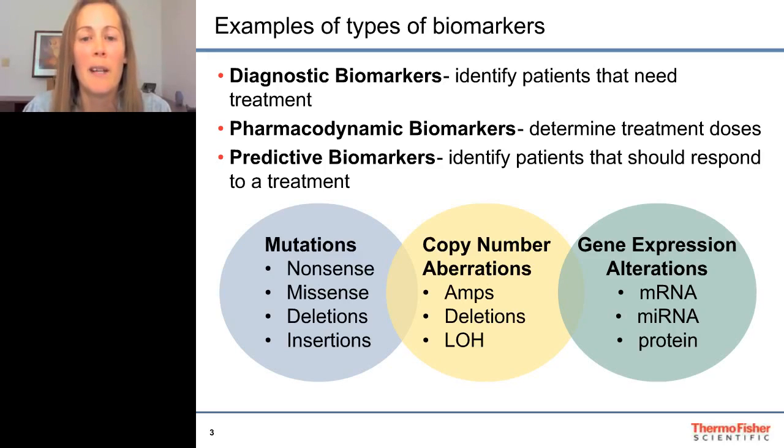At the bottom of the slide, what I'm giving is examples of a number of different aberrations that could be used as predictive biomarkers. And we here at Thermo Fisher Scientific have expertise in utilizing many, if not all, of these aberrations as predictive biomarkers. But as I described today, I really am going to focus on gene expression alterations and in particular transcriptional signatures and their use or their potential use as predictive biomarkers.